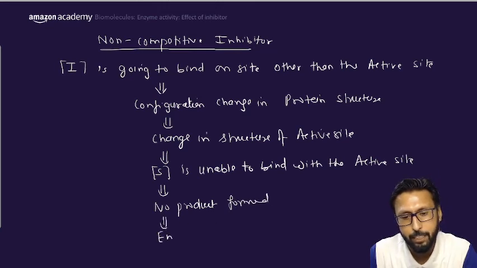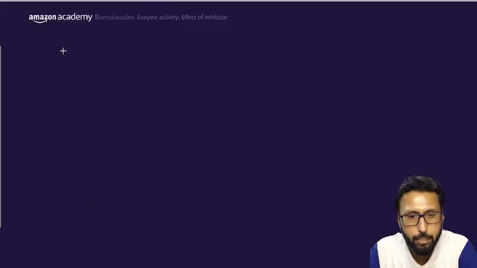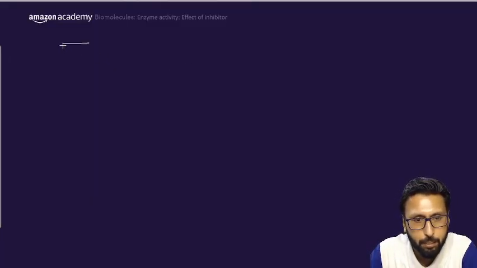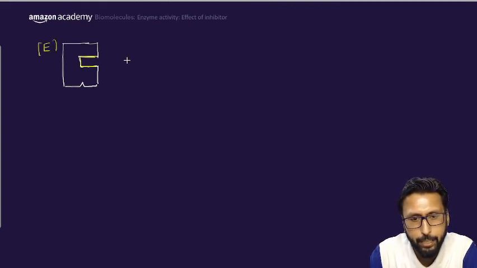So we can say that the enzyme is inhibited. Let me explain with the help of a diagram. Let's move to the next page. Suppose this is the enzyme, and this is the active site, which binds with the substrate. It binds normally with the substrate. This is the substrate, something like this.